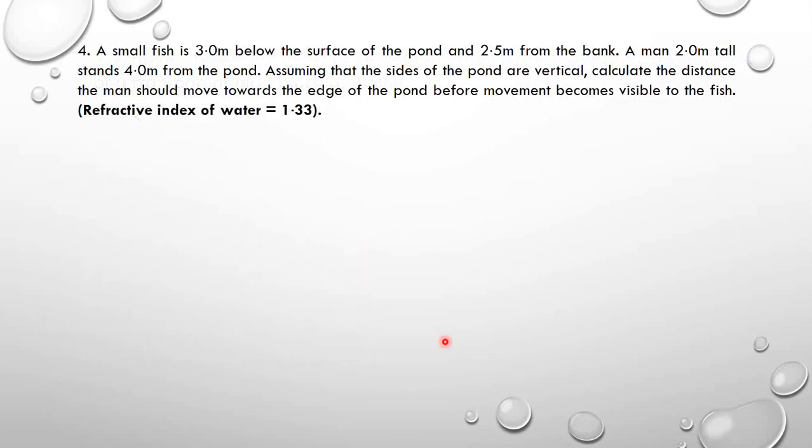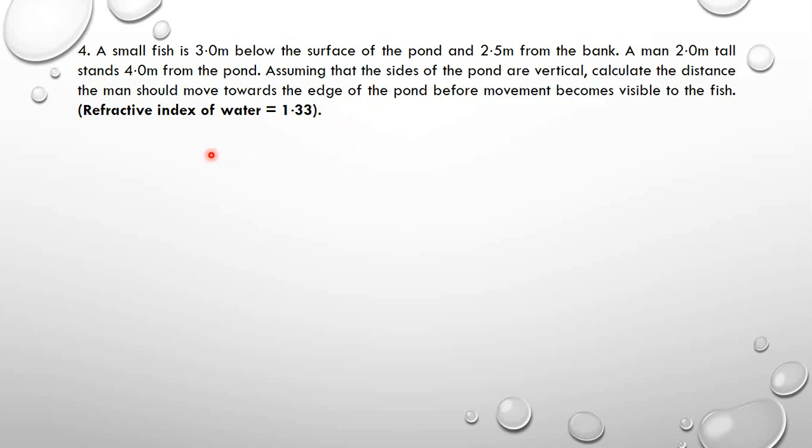Let's look at question 4. A small fish is 3.0 meters below the surface of a pond and 2.5 meters from the bank. A man 2.0 meters tall stands 4 meters from the pond. Assuming that the sides of the pond are vertical, calculate the distance the man should move towards the edge of the pond before he becomes visible to the fish.